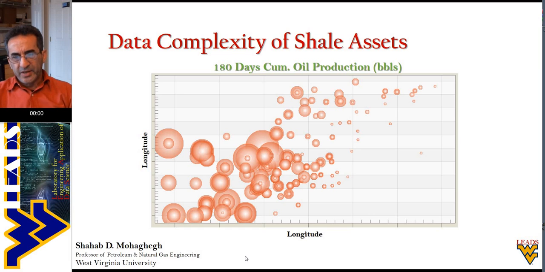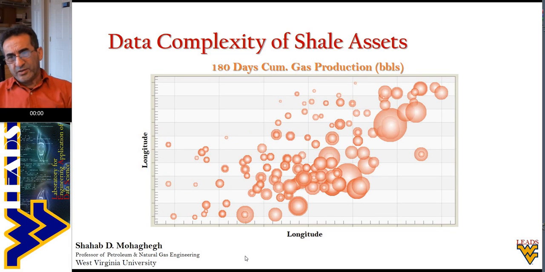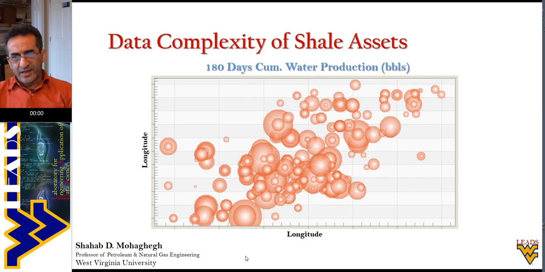This plot shows you the bubble plot of 180 days cumulative oil production from these 355 wells based on their location. The size of the bubble shows how much oil they have been producing. Here the size of the bubble shows you how much gas has been produced from these wells, and finally here it shows how much water is being produced. And we are using this 180-day cum production as productivity index that we try to find out if there is any correlation between different field measurements and this particular productivity index.